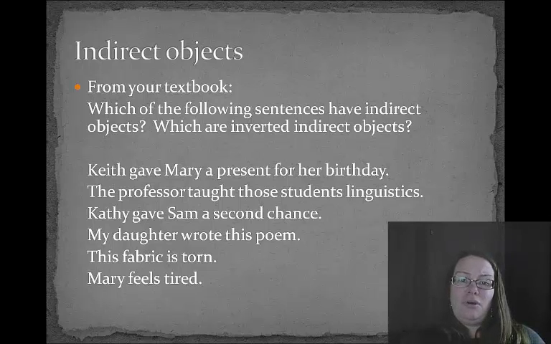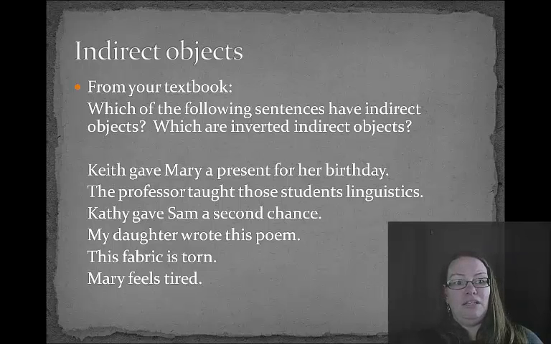Let's try moving for her birthday and see if we can move that before. Keith gave her birthday a present to Mary. No, it seems like her birthday has to move with the preposition for. So that one doesn't seem to be an indirect object. So yes, in the first sentence we have an indirect object and it's inverted.